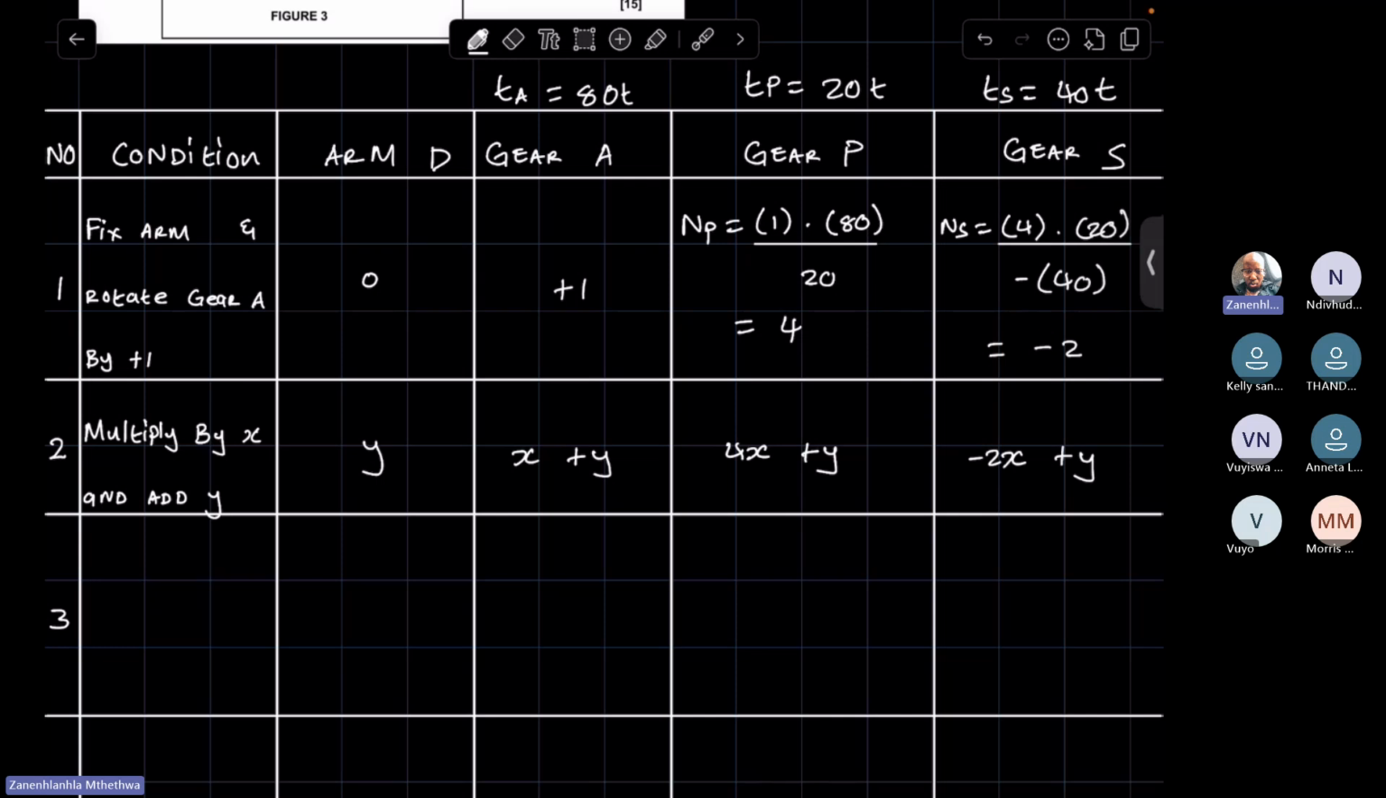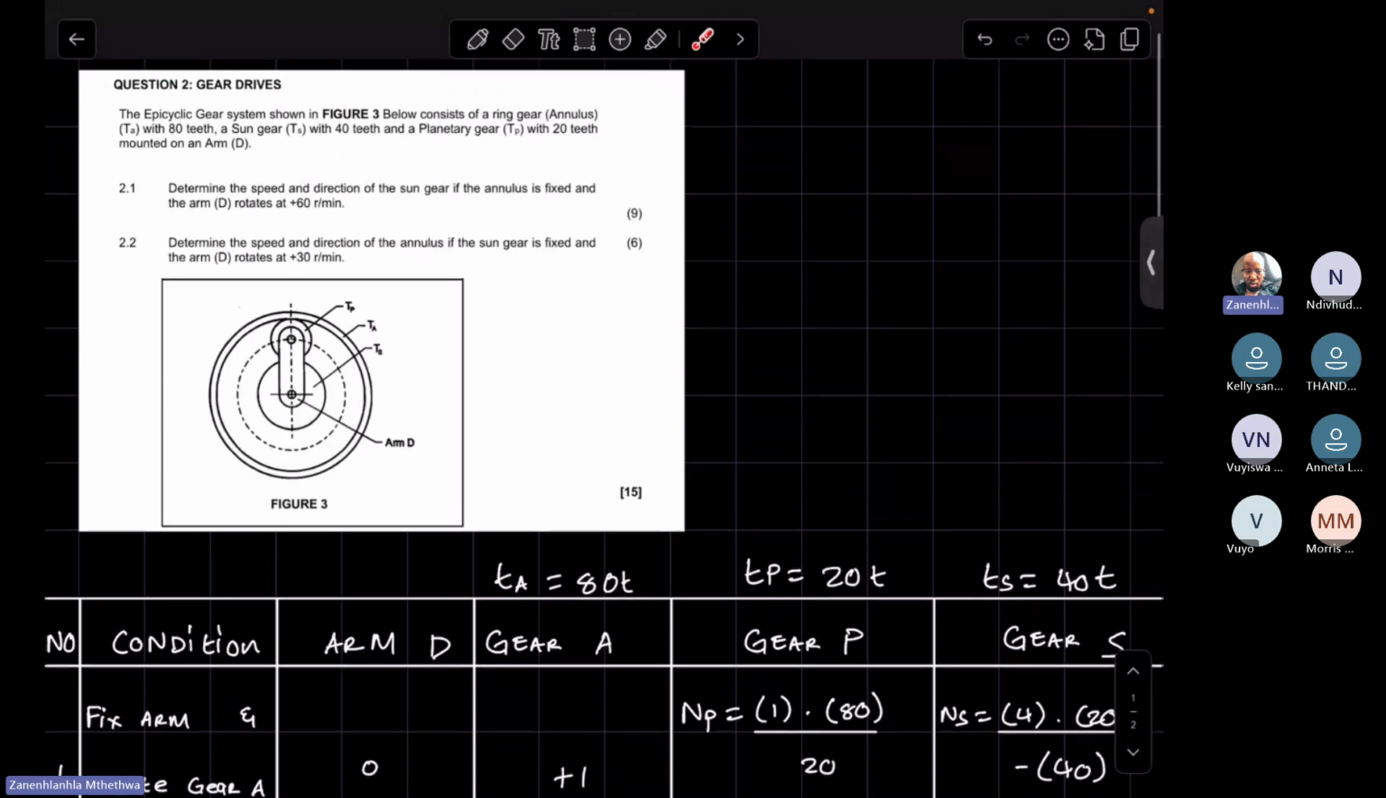Right. Now, every other condition that follows after the second one will be based on either what's on the statement or the questions based on this exercise. Now, we already know what's on the statement. So let us look at 2.1 and 2.2. So 2.1, they say determine the speed and direction of the sun gear if the annulus is fixed and the arm D rotates at 60 revs per minute clockwise.